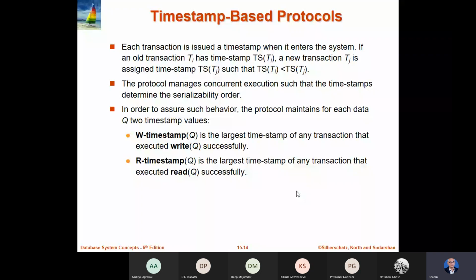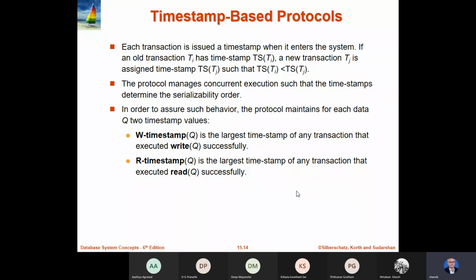Now, what is that protocol? The protocol actually maintains for each data item Q two timestamp values. One is the write timestamp, or W-timestamp, which is the largest timestamp of any transaction that executed a write Q successfully. So again, we are only talking about read Q and write Q. Just to clarify, this timestamp is for the transactions, and for every data item we have a write timestamp and a read timestamp.